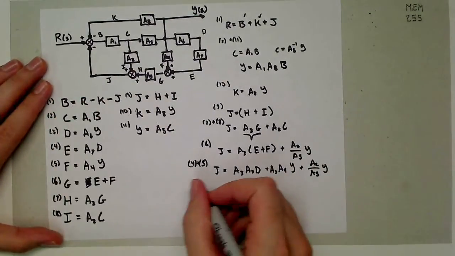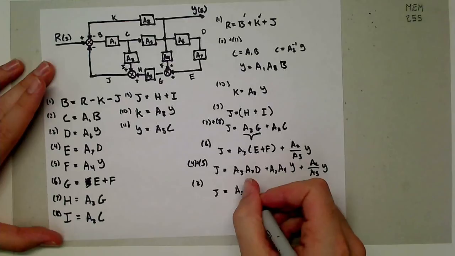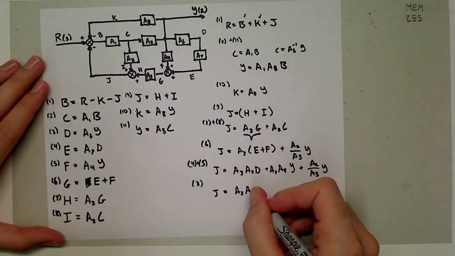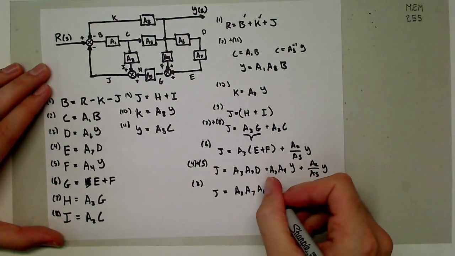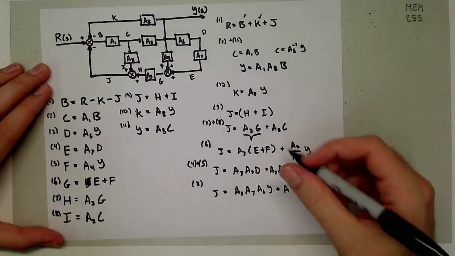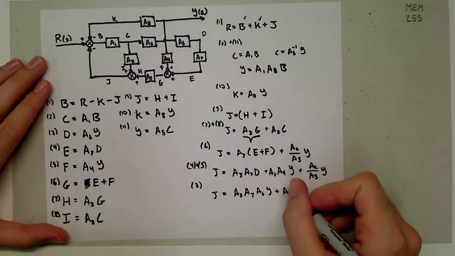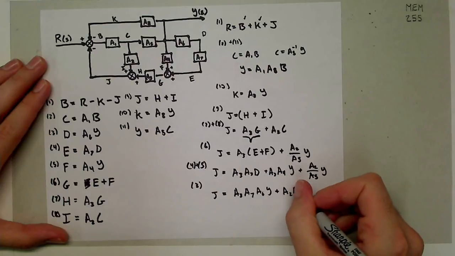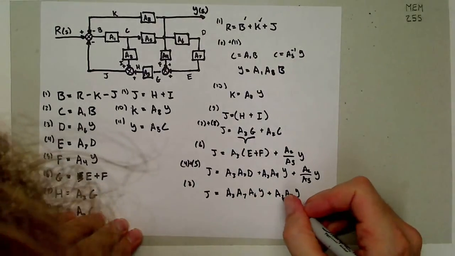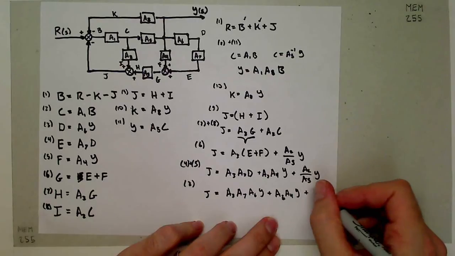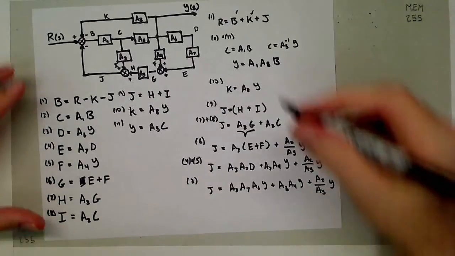D is just equal to A6Y. Using equation 3, we substitute in: J is equal to A3 A7 A6 Y plus A3 A4 Y plus A2 A5 Y. So that gives me something for J.